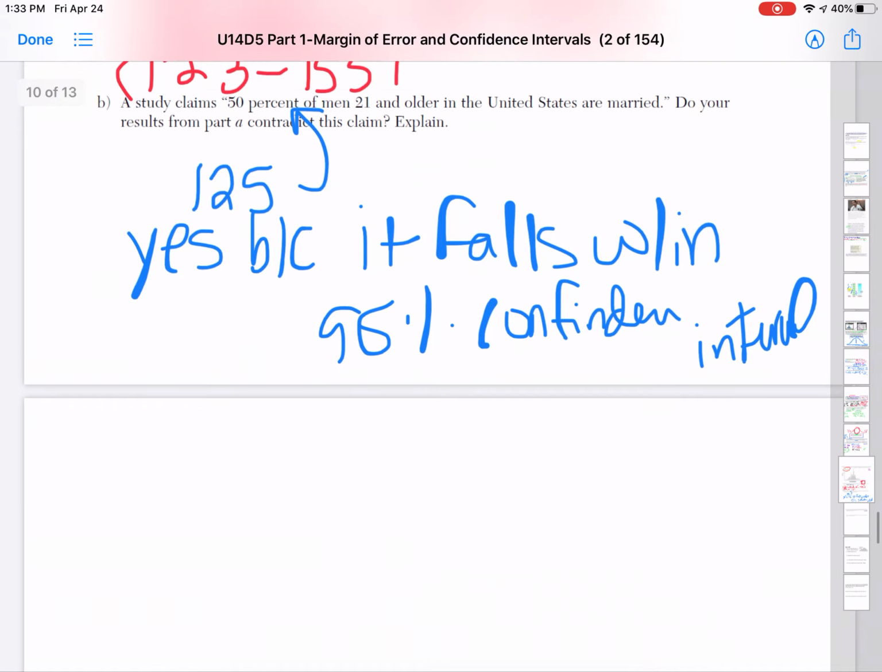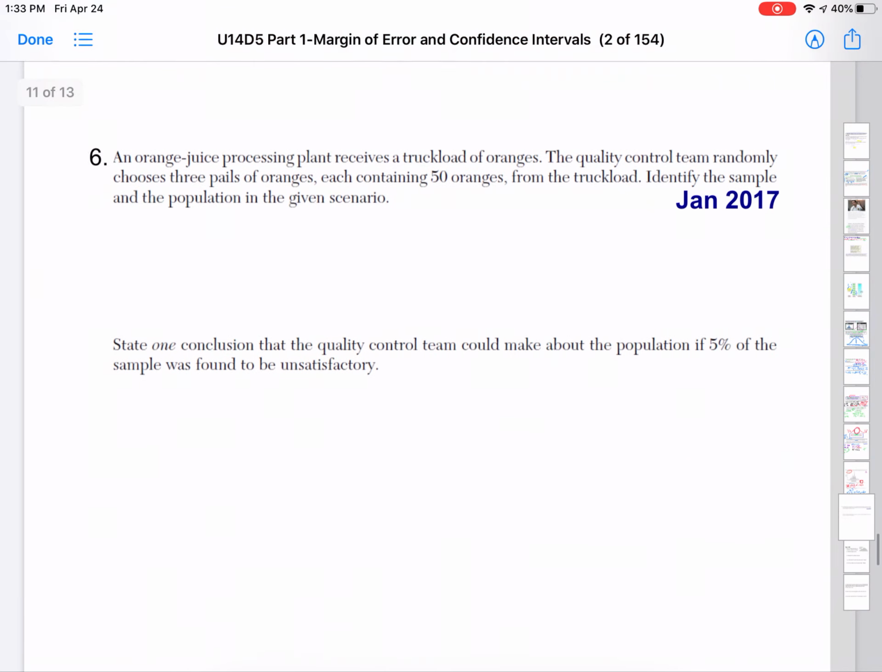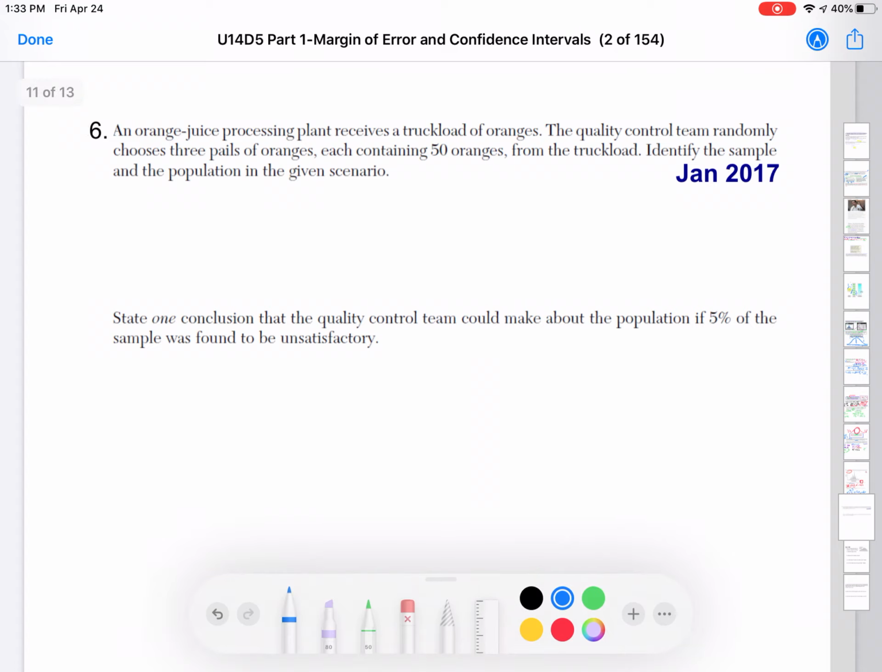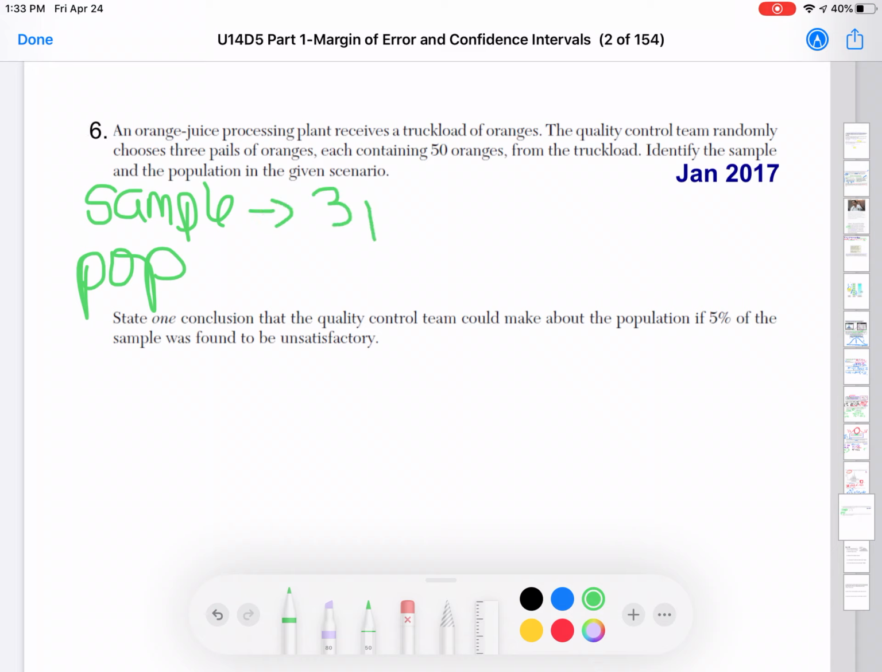And last little bit here. It says an orange processing plant received a truckload of oranges. The quality control team randomly chooses 3 pails of oranges, each containing 50 oranges from the truckload. Identify the sample and the population. This is where I would be asking you, and usually kids always tell me the right answer. The sample is going to be the 3 pails, and the population is the truckload.